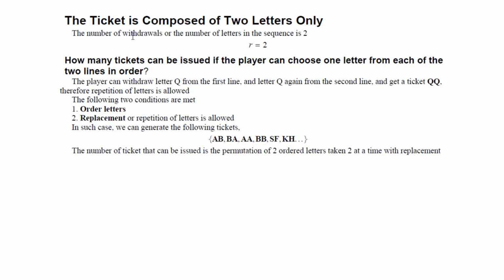So the number of tickets that are composed of 2 letters is the permutation of 26 ordered letters taken 2 at a time with replacement. And now we use this formula, permutation with replacement of 26 letters taken 2 at a time, which is 26 to the power of 2, which is 676 tickets. So we can issue in such case 676 tickets only.